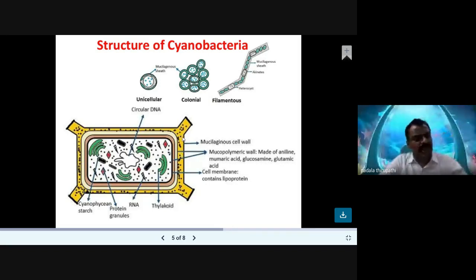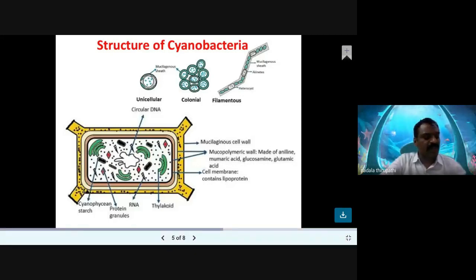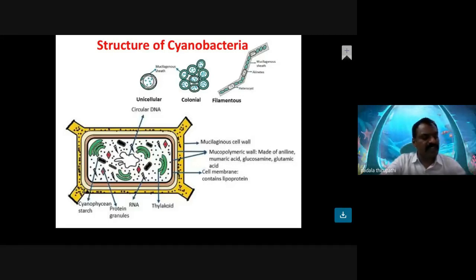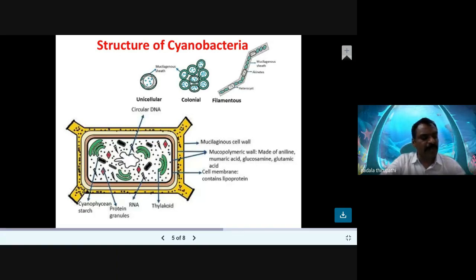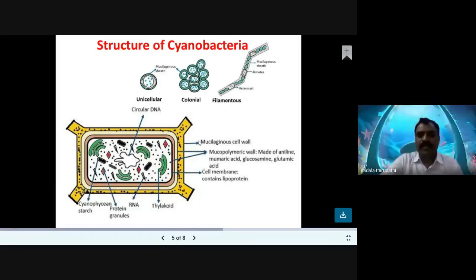My dear friends, remember that any plant cell wall has a chemical composition. Which chemical components do we observe in the cell wall? Our plant cell wall is made up of cellulose, chitin. Then this blue-green alga cell wall is made up of murein or mucopolypeptides, so we observe a mucopolymeric cell wall.